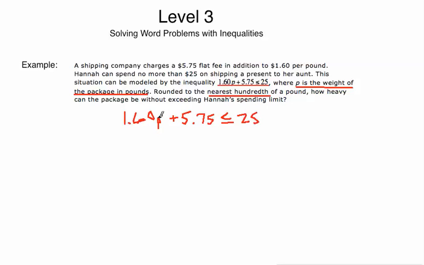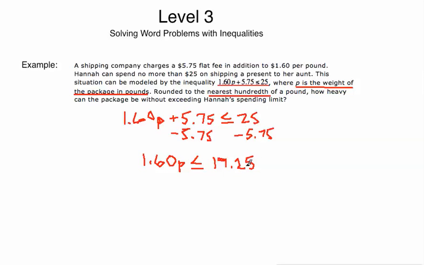So to solve for p, first we need to get rid of that 5.75. So we're going to subtract 5.75. 25 minus 5.75 is going to give us 19.25. So we're going to have 1.60p is less than or equal to 19.25, $19.25.